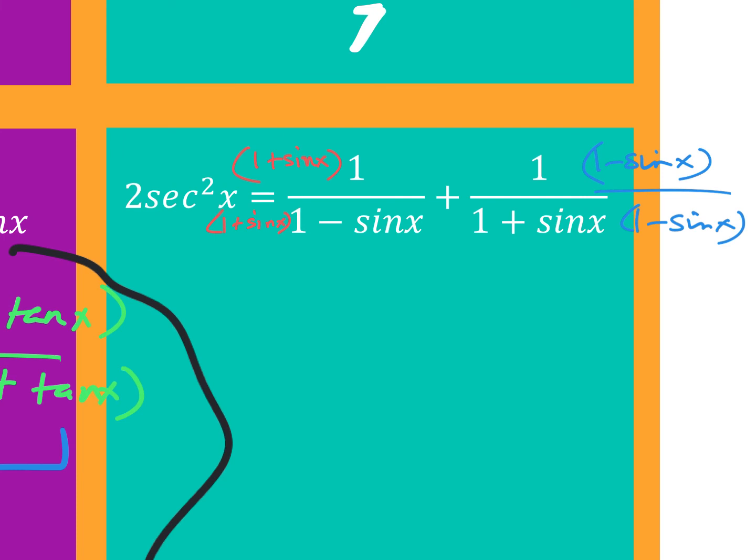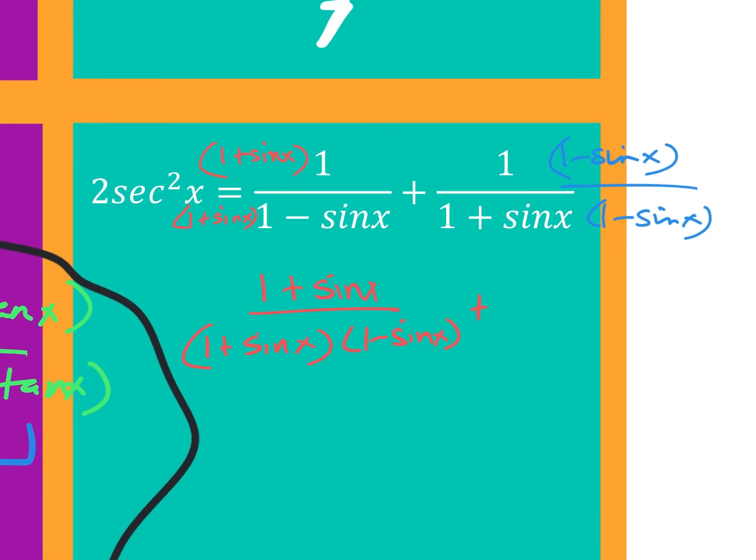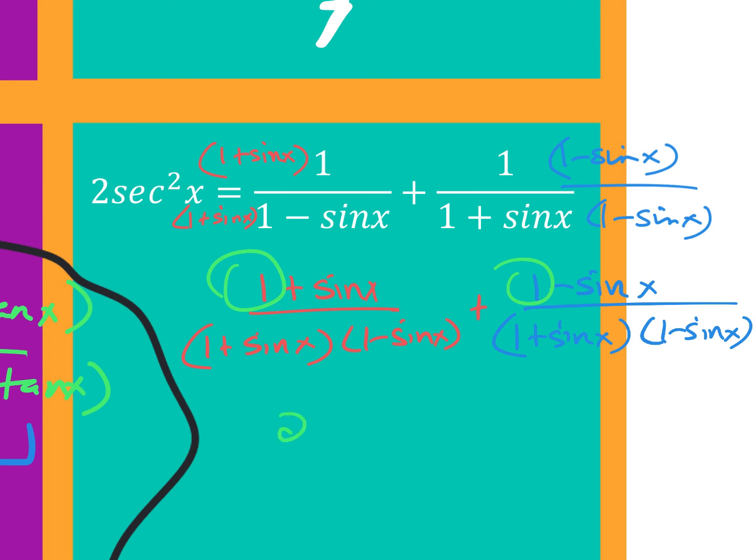So now let me go ahead and multiply this. So the red becomes 1 plus sine x over 1 plus sine x times 1 minus sine x plus, and now the blue, 1 minus sine x over 1 plus sine x times 1 minus sine x. Now that I have a common denominator, I can add my numerators. Now my only like terms here are going to be the 1 and the 1. So 1 plus 1, and that's going to give me 2.